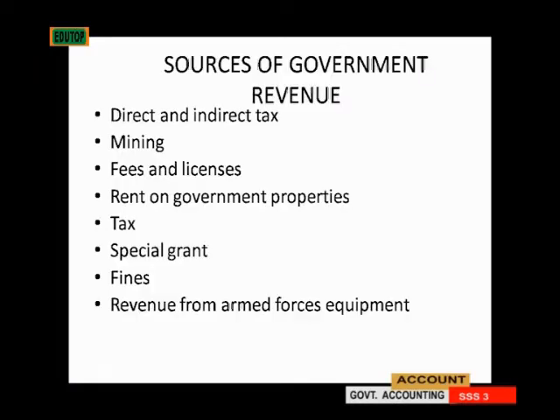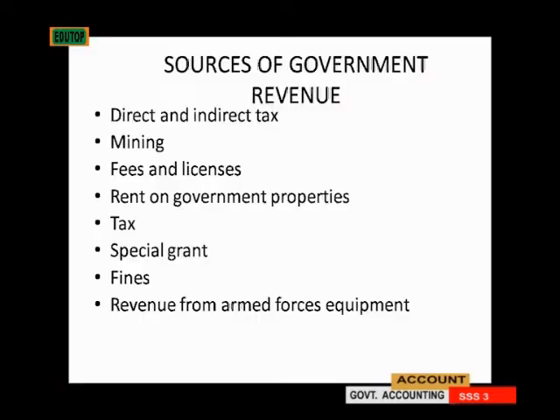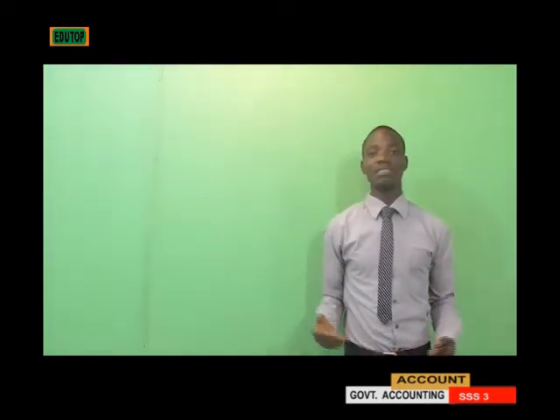Then we have a special grant. That means special grant within the country or from other countries to aid the government. Then fines also, it's also another source of income. Then we have the revenue from armed force equipment. They sell arms like ammunition, like guns and all other things, where the government gets revenue from there.